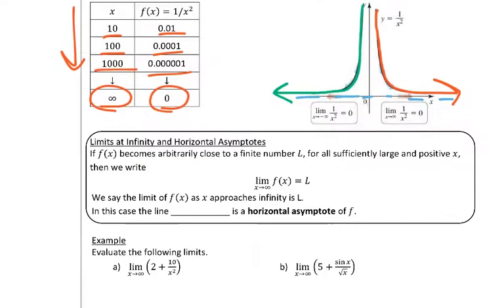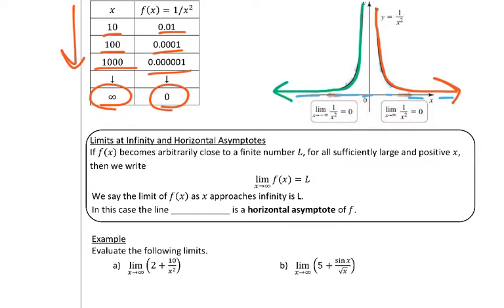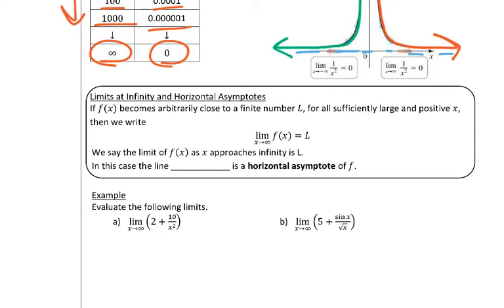So, limits at infinity, like I said, we're basically looking at horizontal asymptotes. It says if f of x becomes arbitrarily close to a finite number L, for all sufficiently large and positive x, then we can write this notation. Now remember, that's how we read it. This is saying the limit as x approaches infinity of the function f of x is equal to L, so L is a finite number. We say that the limit of f of x as x approaches infinity is L, and in this case, really what we're saying is that there is a horizontal asymptote, and what is that horizontal asymptote? It's y equals whatever that number is. So in this case, whatever L is.